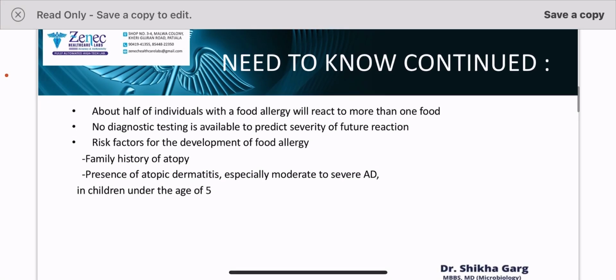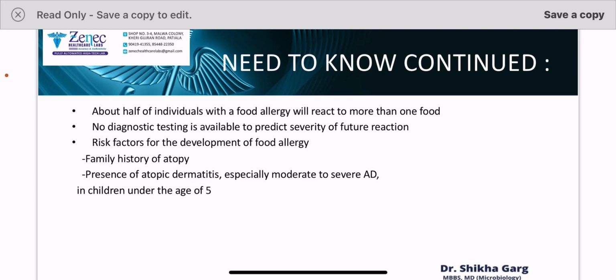About half of the individuals with food allergies will react to more than one food. This is because of common proteins. For example, egg and milk have a few common proteins. That is the reason we always tend to get false positive results. So this molecular test will rule out all the false positives. There are no diagnostic tests available to predict the severity of future reactions.